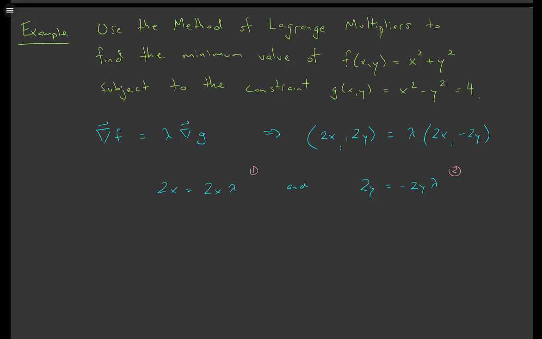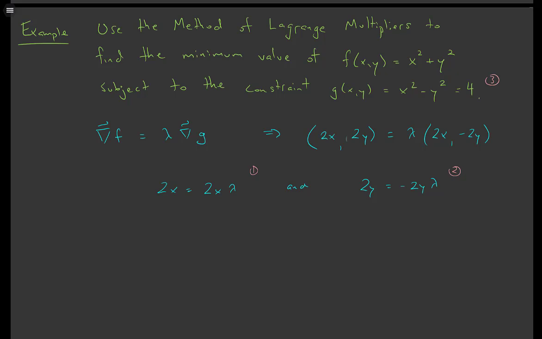Our goal is to solve for x and y, but we don't know what lambda is, so we actually have three unknowns here and only two equations. But it's important to keep in mind that our constraint equation up here acts as a third equation, which will eventually help us fix the values of x, y, and lambda. Let's now try and find values of x, y, and lambda that satisfy these equations.